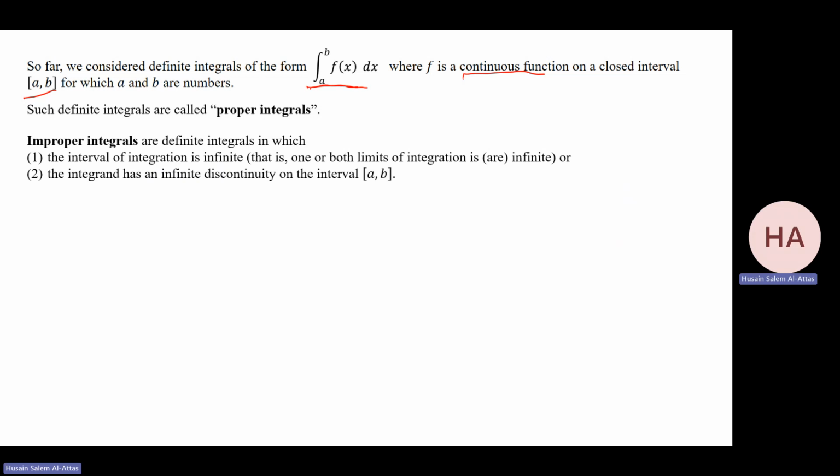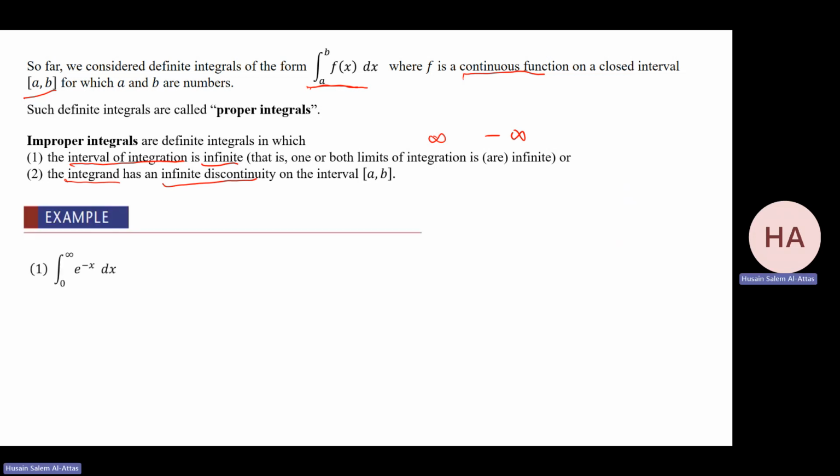Improper integrals, we have usually two cases. The first case, if the interval of integration is infinite, there's infinity or minus infinity in one of the limits of the integration. The second one, the integrand has infinite discontinuity on the interval. Example, this one, we have infinity. So we call it improper integral.